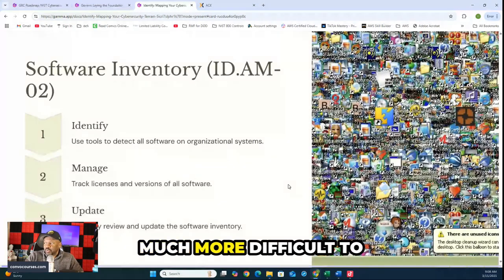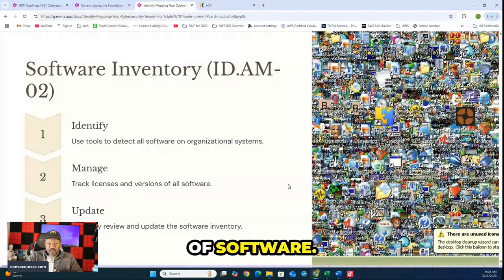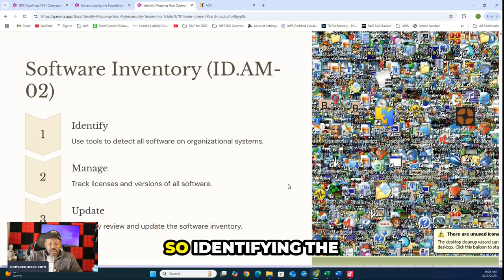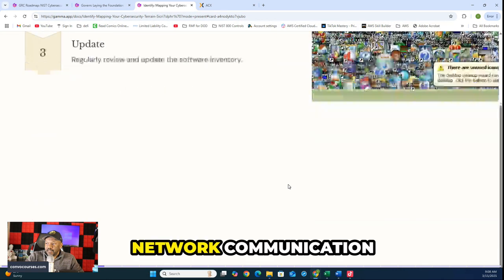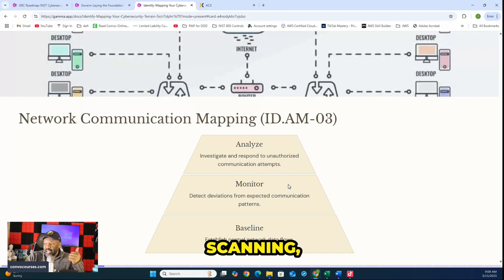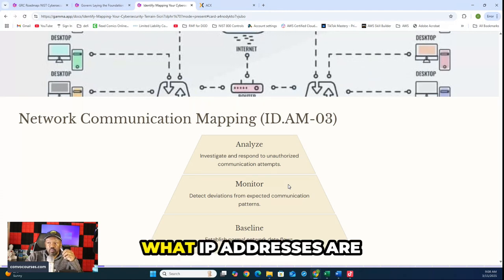Software inventory is much more difficult to do because an organization can have literally thousands of pieces of software. You can have hundreds of pieces of software just on one system. So identifying the software in your environment is super important. Mapping the network communication is also very important. Well, how do you do this? You do this with scanning and continuous monitoring, knowing what IP addresses are attached to which systems. Network communication mapping is where this comes in.